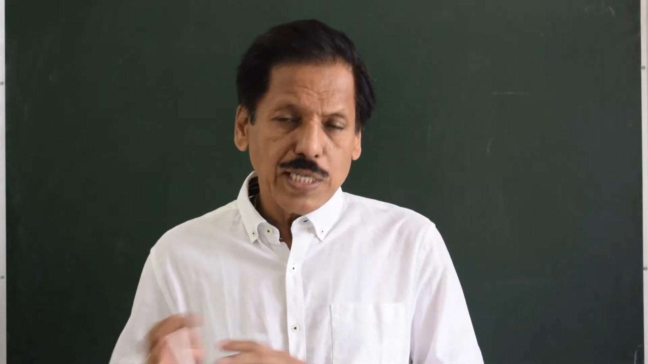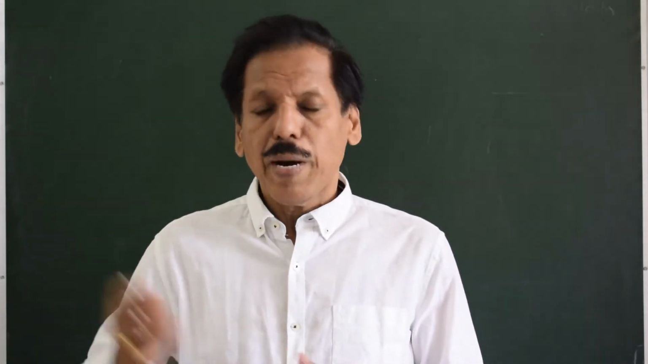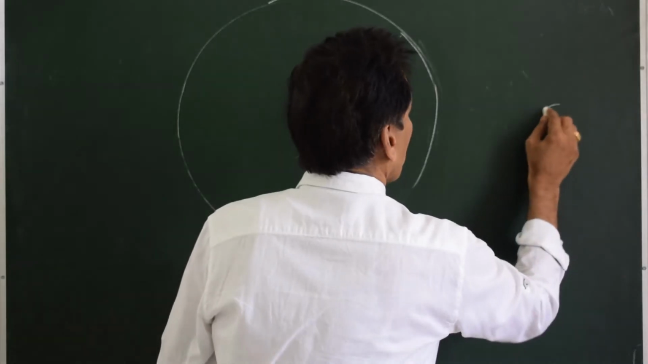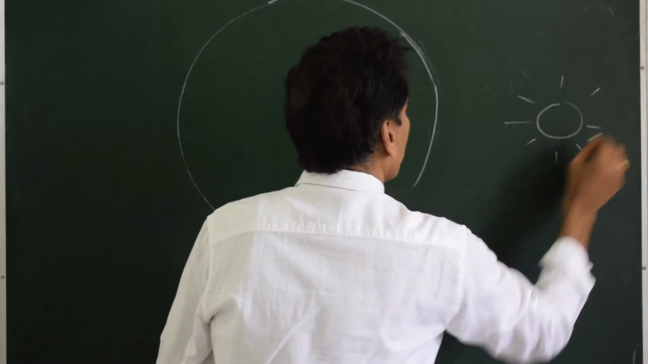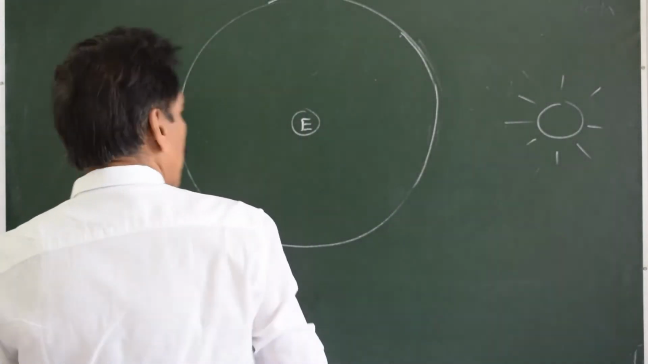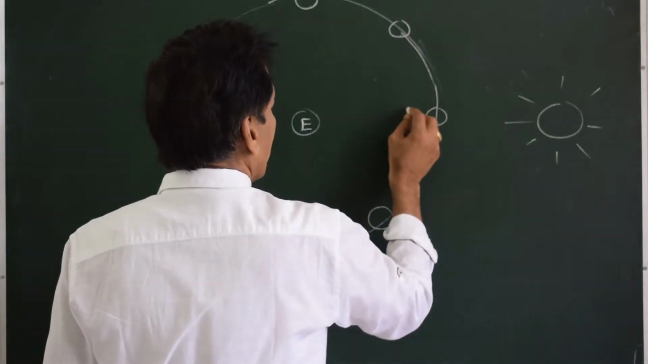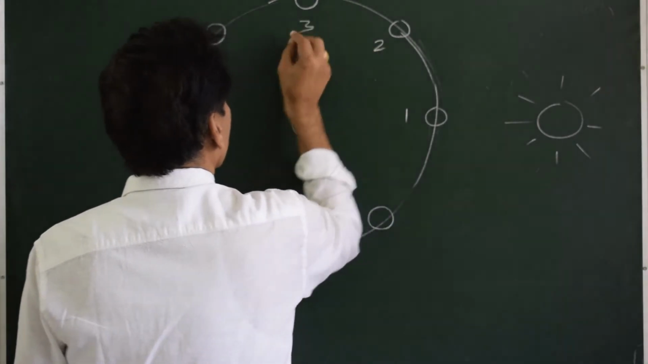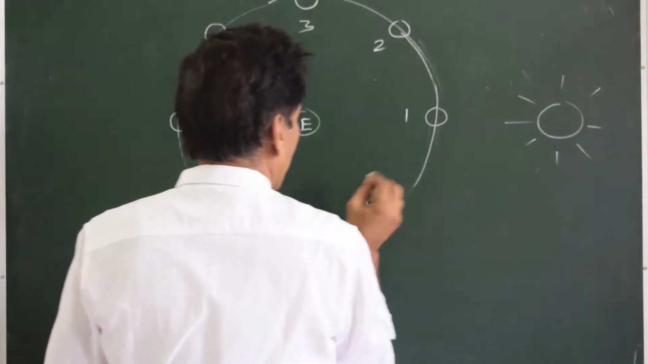There are various phases, for example, new moon, crescent, dichotomous, gibbous, full moon, and again back to new moon. Now, why it happens, let us understand with the help of a simple diagram. The various positions of the moon, starting with 1, 2, 3, 4, 5, 6, 7 and 8.